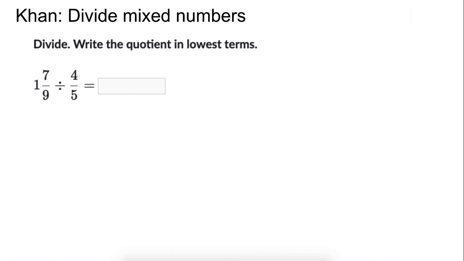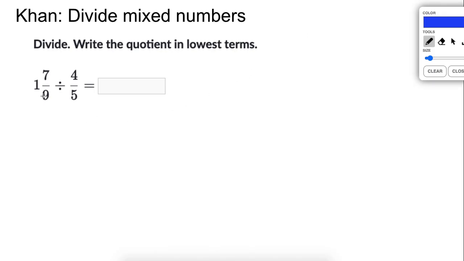Okay, so let's take a look at our next one here. So again, 9 times 1 is 9, plus 7, we end up with 16, so we have 16 ninths divided by, that one's already a fraction, 4 fifths. And now we're going to change that one into a multiplication problem. So we end up with 16 ninths times the reciprocal. So we flip that fraction to 5 fourths.